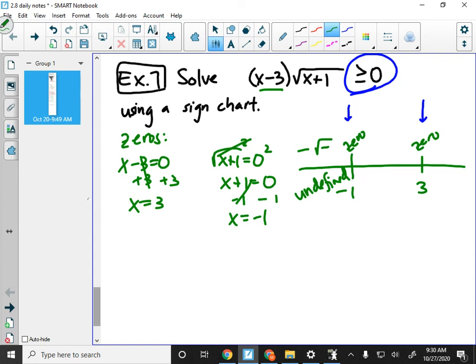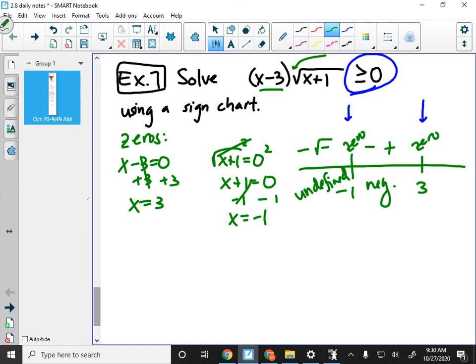Then I'm going to pick between negative 1 and 3, so like 0. 0 minus 3 is negative 3. 0 plus 1 is 1, and the square root is positive. I know it's positive because even though we normally say with square roots you have to write plus or minus, what is listed here has no sign, meaning it is the positive square root of x + 1. So back to my sign chart, a negative times a positive would be a negative.